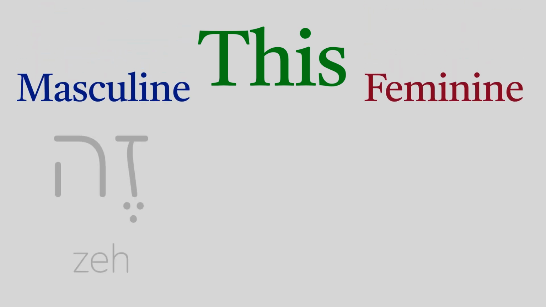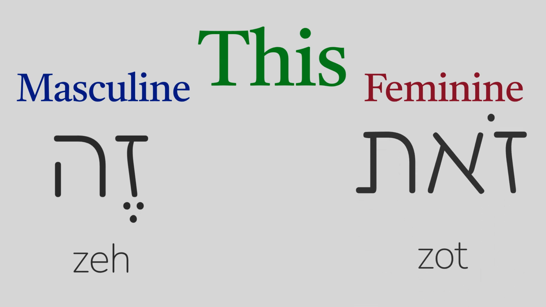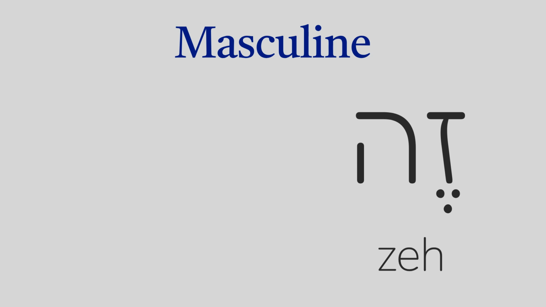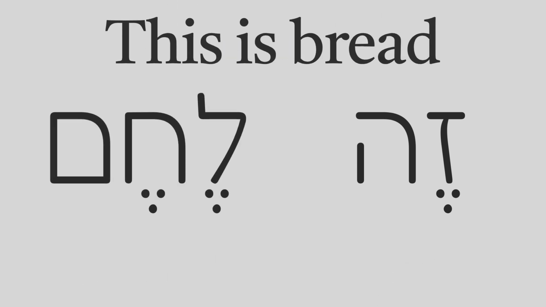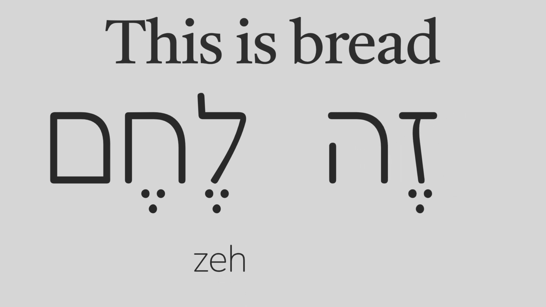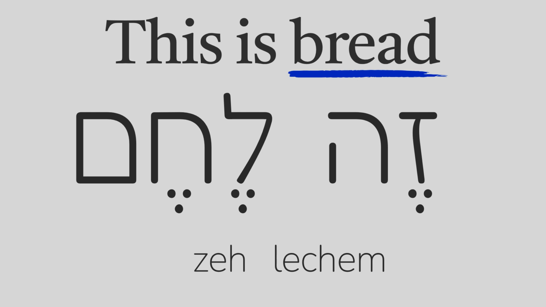Let's start with this. This has two forms in Hebrew, one masculine and one feminine. Ze is the masculine form of this, and zot is the feminine form. The masculine form ze is used to agree with masculine nouns, like lechem, bread. To say this is bread, first we say ze, the masculine form of this, since that is the form we must use when referring to a masculine noun. We don't need a word for is in Hebrew, and bread is lechem. So we just have ze lechem. This is bread. Ze lechem.